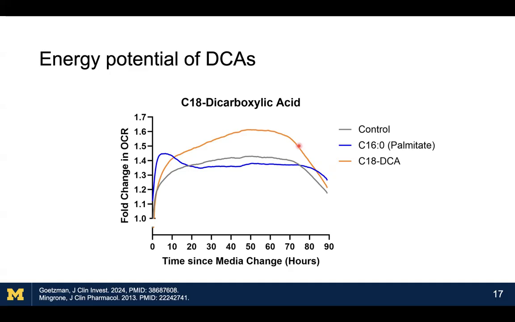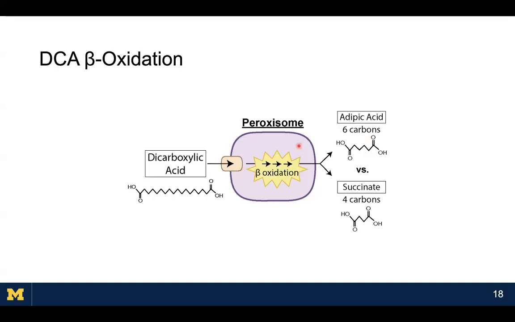When we looked into the literature into dicarboxylic acid beta oxidation, we found a bit of a murky story. The literature is not very conclusive as to how dicarboxylic acid beta oxidation ends. So some of the papers that we've read suggest that peroxisomes only produce adipic acid, which is a C6 dicarboxylic acid, from the beta oxidation of longer chain DCAs. And that's pretty common in the literature to say that peroxisomes produce adipic acid.